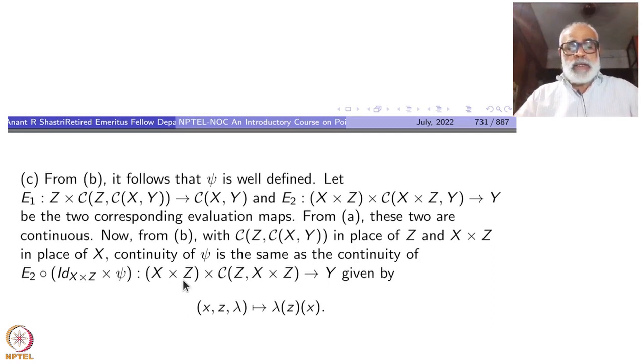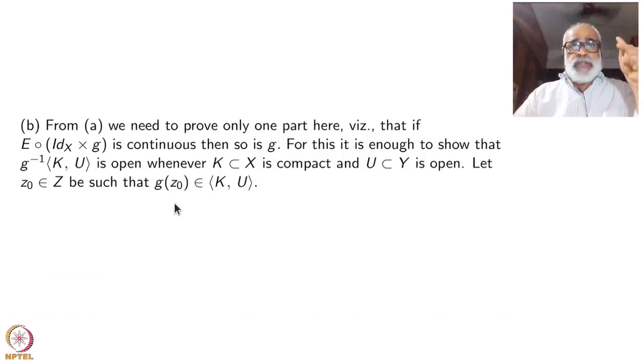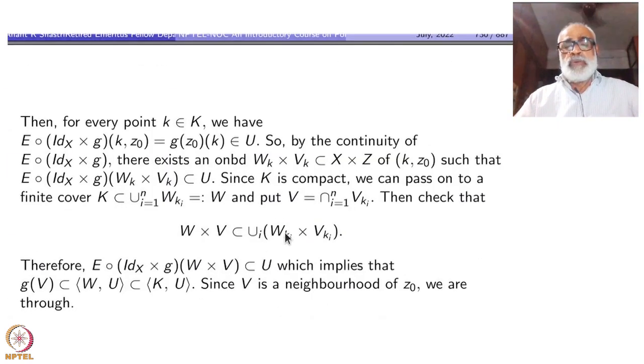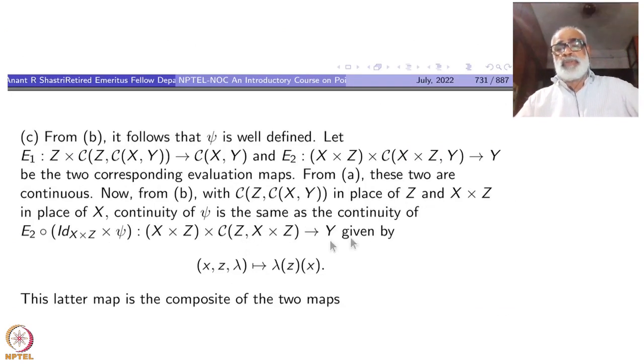From X cross Z identity map X cross Z. Psi is a map from where to where? Psi is a map from C of Z to CXY to C of X cross Z to Y. So that's how I have taken this. Okay, this is one C of Z cross X cross Z to Y. So given by here is X, here it is Z, here is lambda. Okay, so that will give you lambda Z of X.